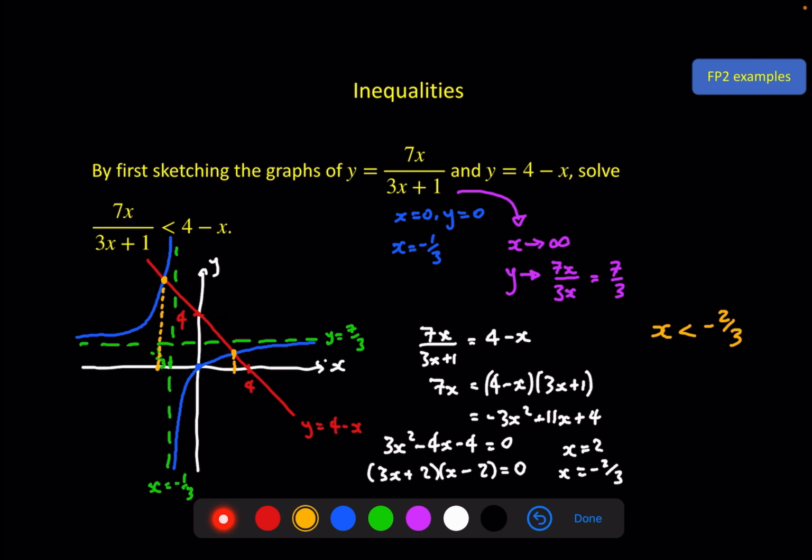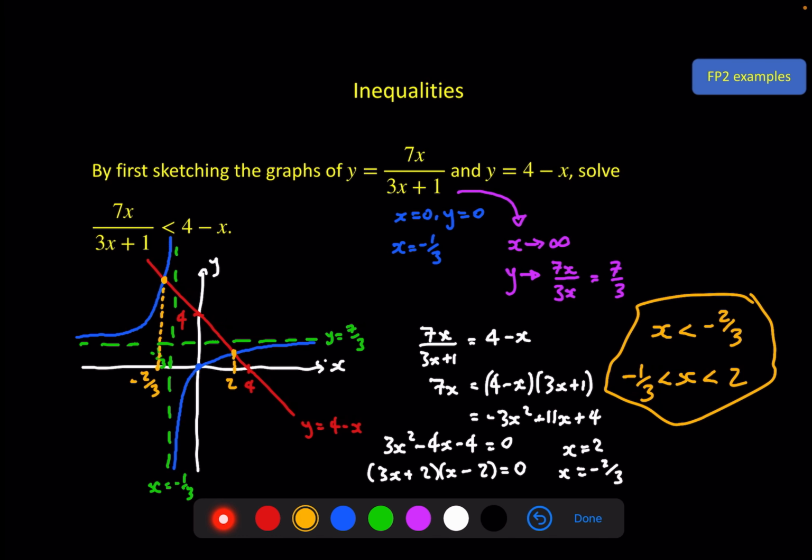So that is the first solution interval. And then anything between minus 1 over 3 and the other value, which is obviously the 2, is also true. So minus 1 over 3 from the asymptote to where they cross again at the value 2 will also make this statement true. So we have finished. Here we have our two solution intervals.